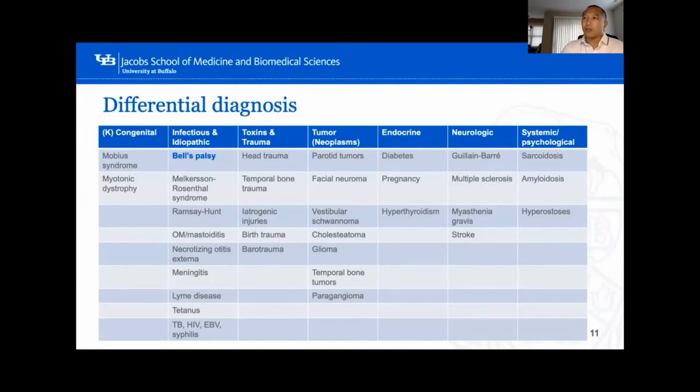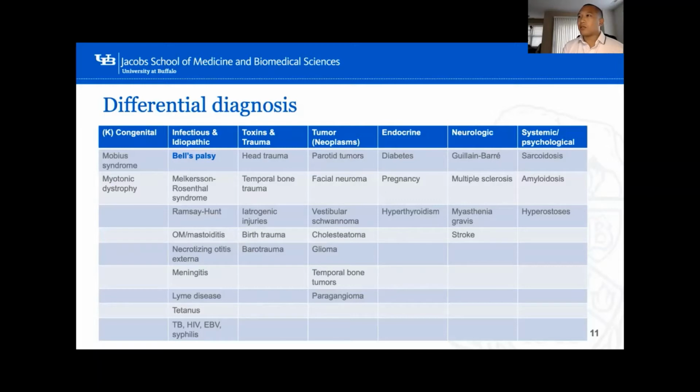So people use the KITTENS mnemonic. This is out of Pasha. So K is the congenital, I is the idiopathic or infectious, toxins, trauma, tumor, endocrine, neurologic, and then the systemic stuff. I will say from this list, the most common is Bell's palsy, which is kind of why we're going to be talking about it. But that is idiopathic and a diagnosis of exclusion. So you have to really rule out everything else before you label someone with Bell's palsy.